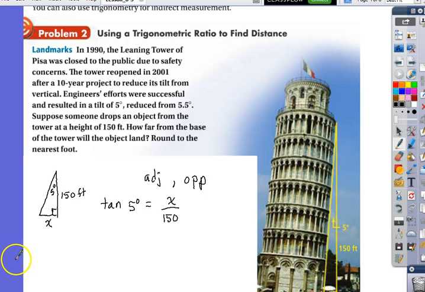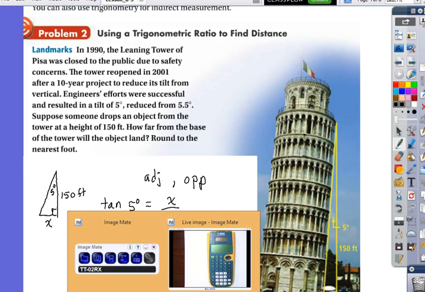So now we can actually find the value of x. Here's how we're going to do that. First of all, we need to solve for x. If I want to undo dividing by 150, I use multiplication. So 150 times tangent 5 degrees will be equal to my value of x. All right, so at this stage we're going to have to use the calculator.